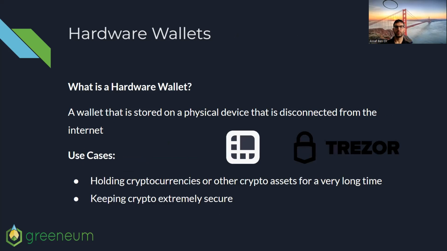All right, so moving on to our last kind of wallet, which is a hardware wallet. It's a wallet where private keys are stored on a physical device that is disconnected from the internet. These are great for holding crypto for a very long time, if you want to keep it completely secure. And this is the most secure way to store your crypto assets.